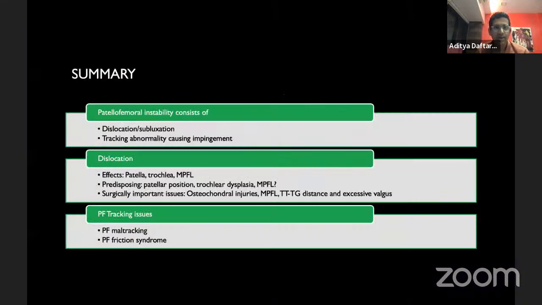So in summary, when we think about patellofemoral instability, there are two aspects. There's dislocation or subluxation, and there's a tracking abnormality. In dislocation, we always think about the effects of the dislocation, which is typically on the patella, the trochlea, and the MPFL. The predisposing factors are patellar position, trochlear dysplasia, and the MPFL. And then we think of the surgically important issues, which are osteochondral injuries, the MPFL, TT-TG distance, and excessive valgus. And when we think about patellar tracking issues, we think about patellofemoral maltracking, and we think about the patellofemoral friction syndrome.